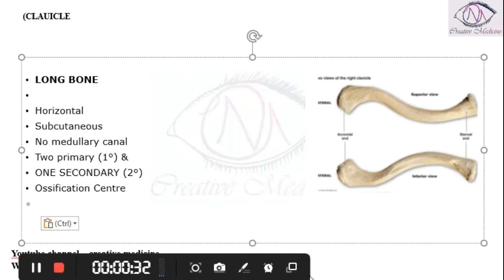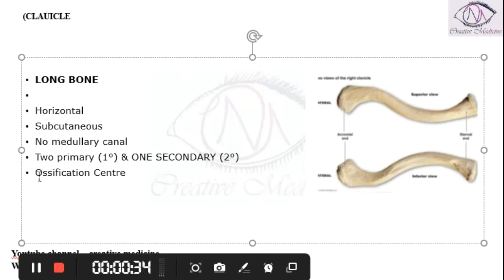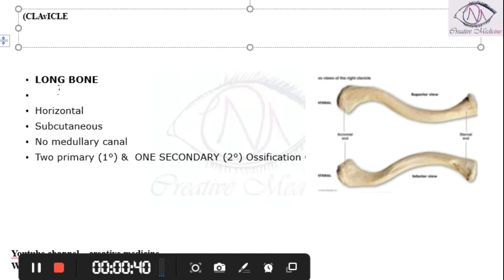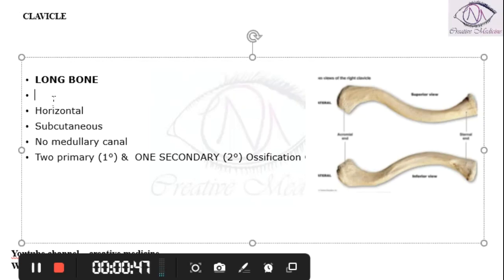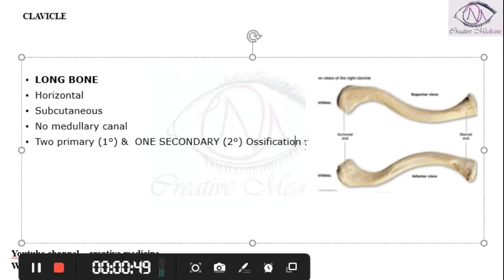There are two primary ossification centers and one secondary ossification center present for the clavicle. So in the clavicle, two primary ossification centers and one secondary ossification center are seen.